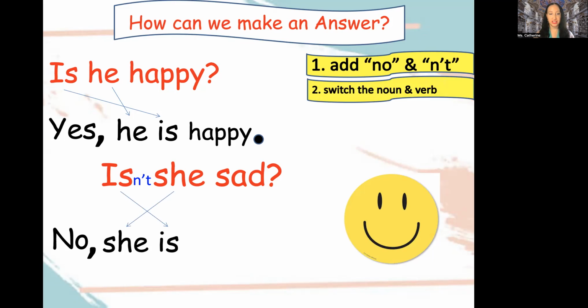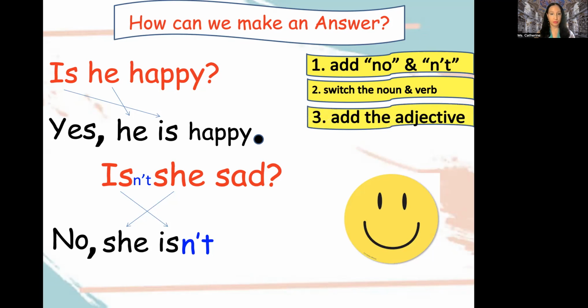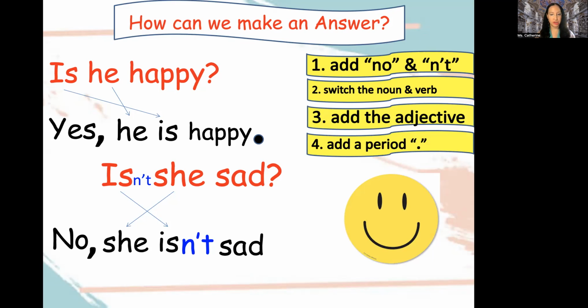No, she. What would happen here if we are going to make it the short form or conjugate is not? No, she isn't, right? Because we're making the short form. Isn't means is not. Now we add the adjective. Where's the adjective? That's right. You got it. Now what happens after this? You add a period or a full stop.